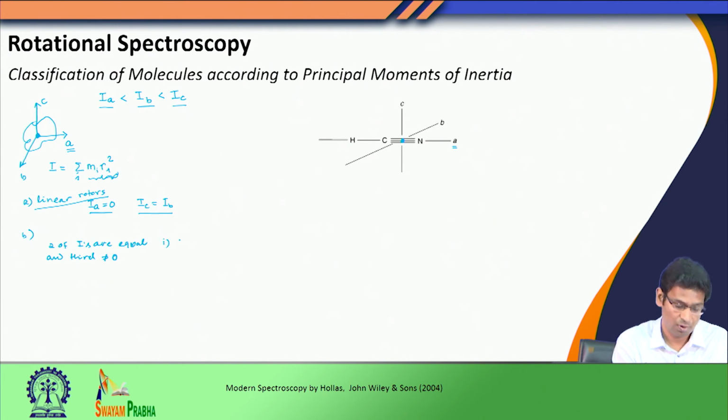In this case we can imagine two cases. One case is where I_C is equal to I_B and this is greater than I_A, or the other way is that I_C, the largest principal moment of inertia, is greater than I_B, which is equal to I_A. Based on these two criteria we are going to classify the molecules further. Whether condition 1 or condition 2 is satisfied, we call these systems symmetric tops.